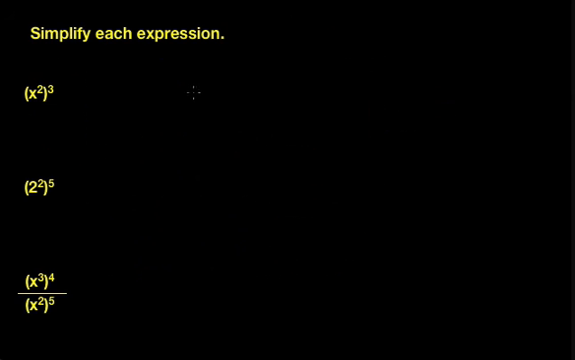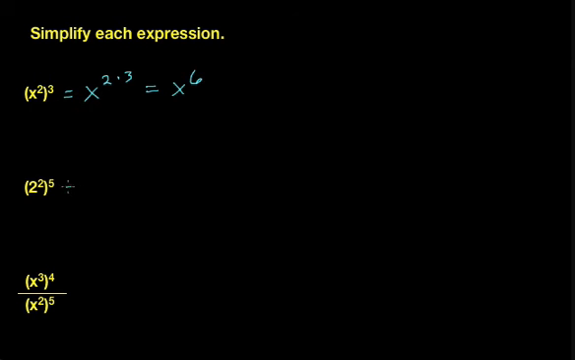All right, so let's use the power of a power property to simplify each of these expressions. Pause the video and try them on your own first. All right, let's see how you did. So x squared raised to the 3rd power is just going to be x to the 2 times 3, which is just x to the 6th power.